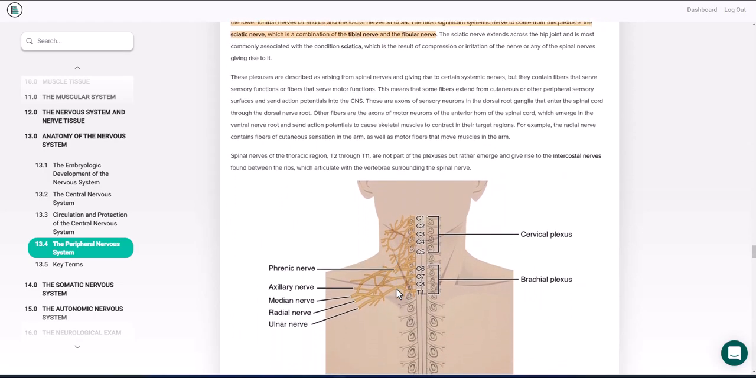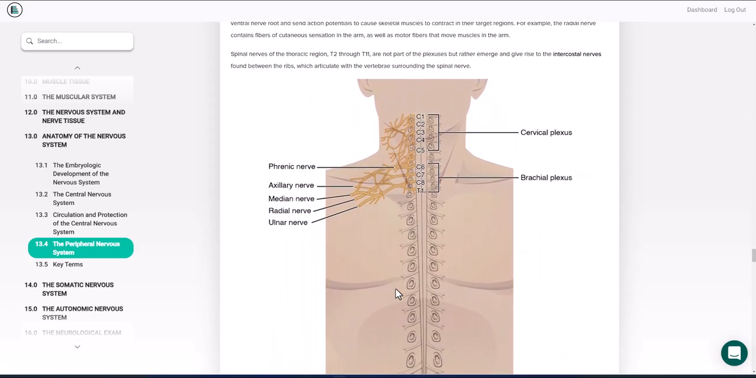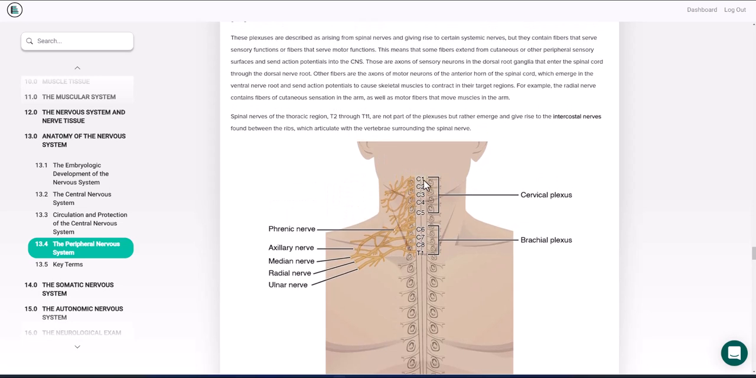So let's take a look at this. And here we've got the spinal cord coming down. And this group of nerves, C1 through C5, is the cervical plexus. And again, the most significant nerve coming from this region is the phrenic nerve. It's going to travel down and go to the diaphragm. Then you have the brachial plexus, and it is going to go down the arm.